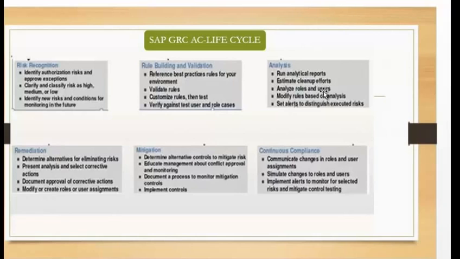So we have to analyze the roles, analyze the users, we have to modify the roles, and we also have to modify the rules where the roles cannot be modified because of business restrictions. So it again goes back to the rule building phase if the rules have to be modified during the analysis phase. We have to actually do the complete analysis phase here.